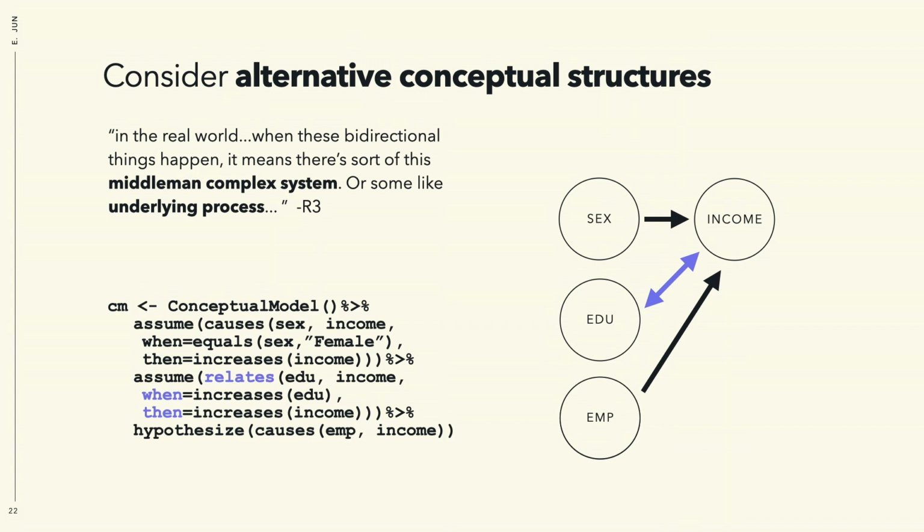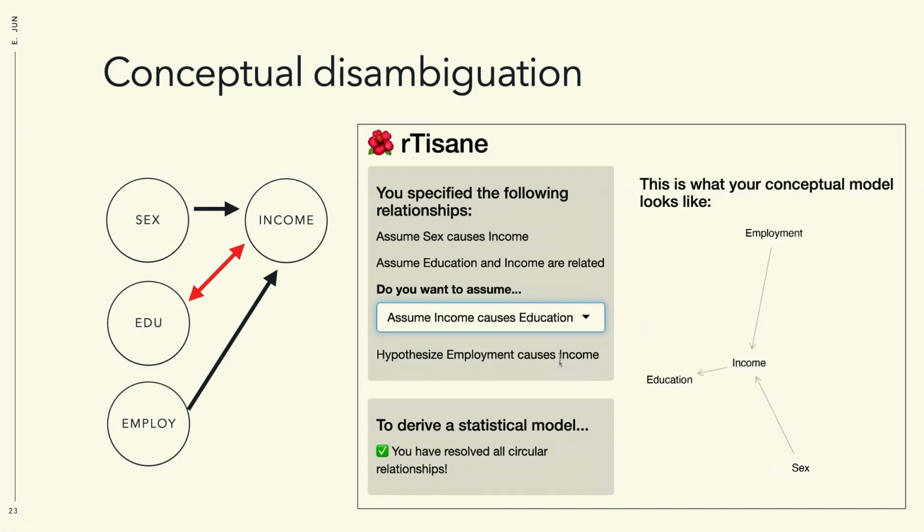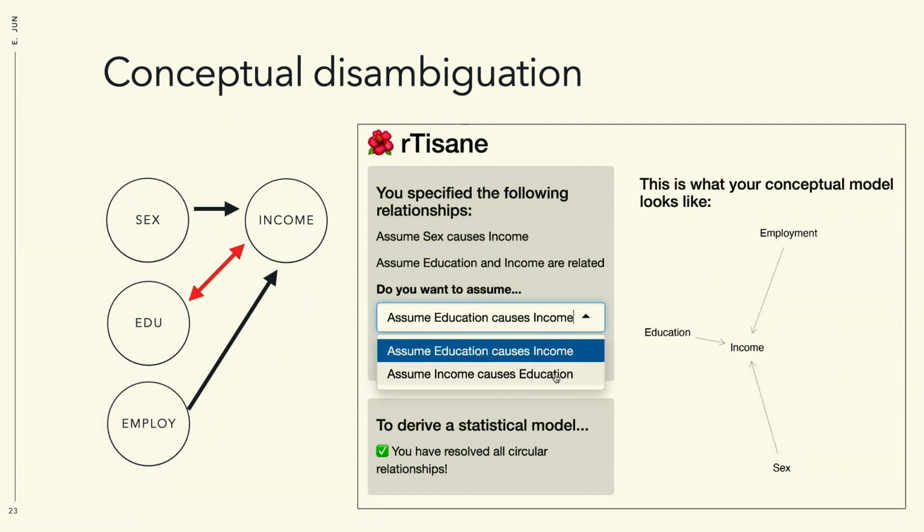This came from a researcher who described how in his field, when they have bidirectional relationships, he's thinking about this as a middleman complex system with an underlying process that he needs to reconsider and consider alternatives for as he continues with data analysis. To support this reflective process, Artisan will reflect back the conceptual graph that the analyst has specified and provide a few options for how they might want to disambiguate that ambiguous relationship. Here the analyst can specify that they want to assume that education actually influences income and see what the statistical model and results look like based on that assumption.